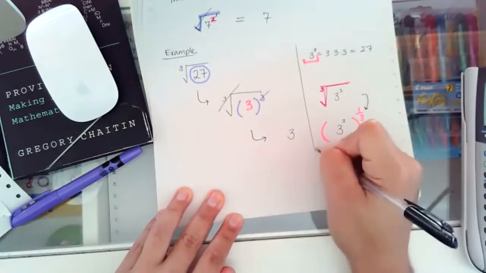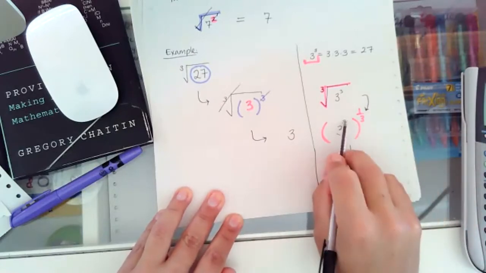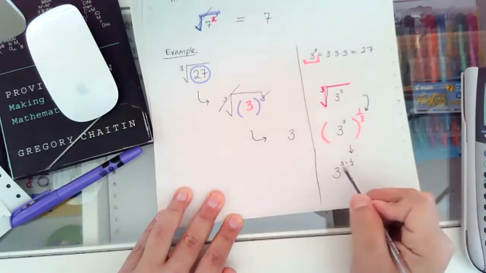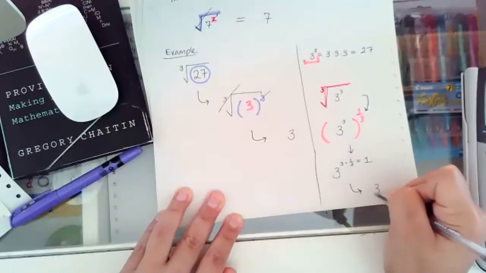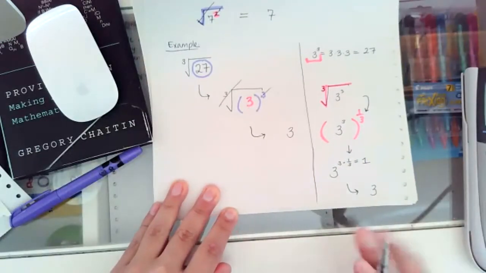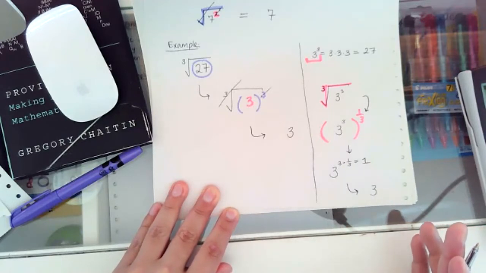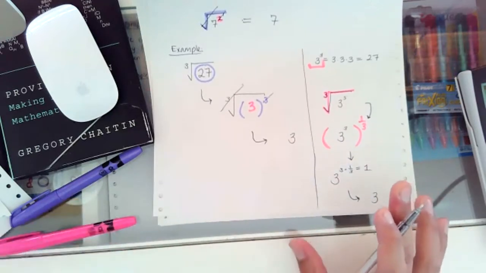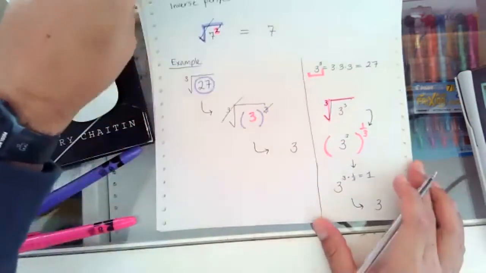And then I can use my property of exponents here and say that I have a power to a power, so I could write this as 3 to the 3 times 1/3, which I know is going to cancel out to be 1, which will take me back to 3. So it's two perspectives on the same operation. And that's what I was trying to get at with the inverses. But I think that once we get some more practice in, it's going to feel a little bit more natural.